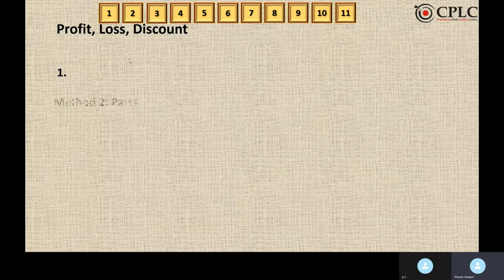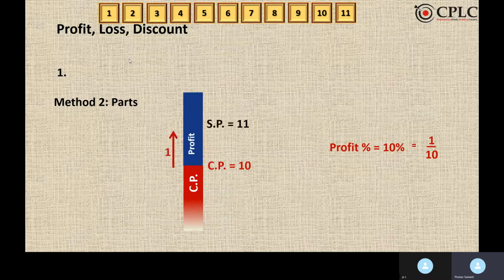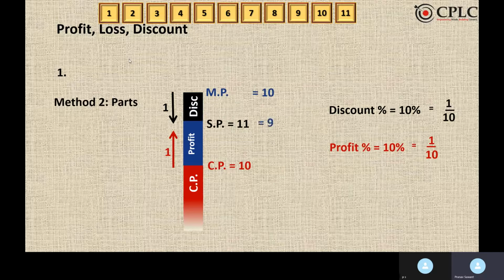Moving to the next method, that is by assuming method of parts. Profit is 10%. 10% is 1 by 10. So cost price is 10 rupees. Profit is 1. Hence selling price will become 11. Discount of 10% is given. Hence we can say that mark price is 10. Discount of 10. That means 1 will be subtracted from 10 and we'll be getting 9.